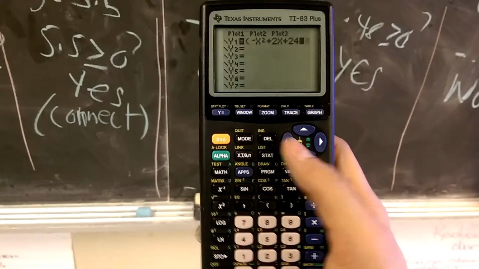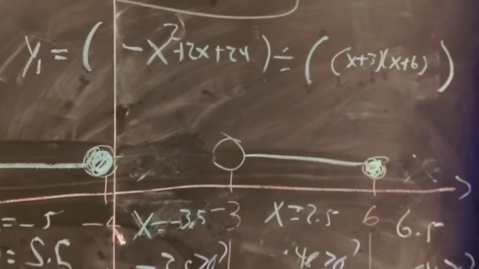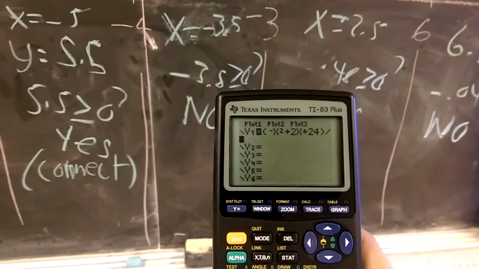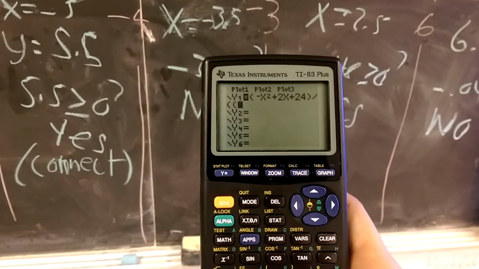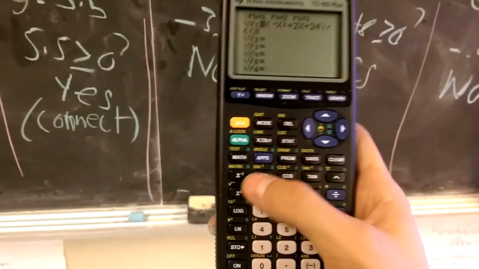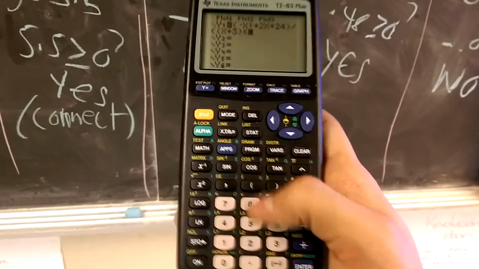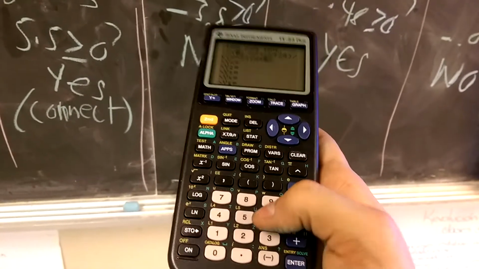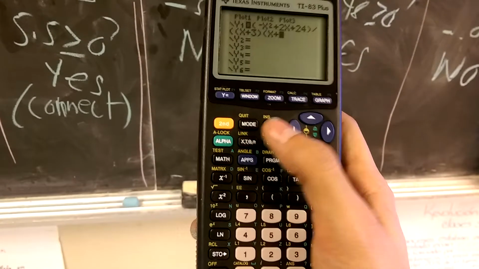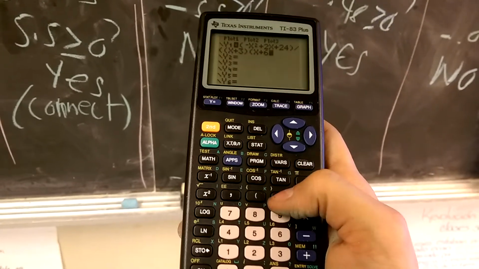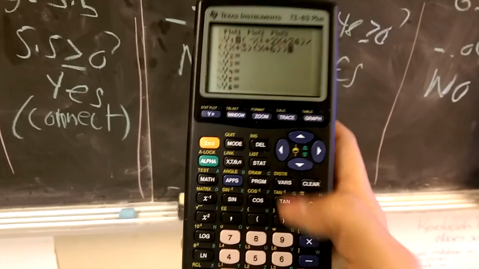close it. Now, divided by, hit the division button, divided by, now parentheses, again, now I can put x plus 3, x plus 6 with its own parentheses. So two parentheses: x plus 3 and x plus 6, and I'm going to close it.